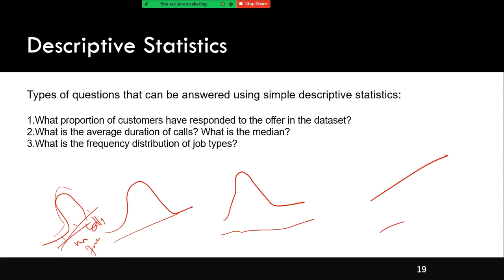By plotting their call duration, you get to know the distribution. Are the distributions normal, symmetric or asymmetric? You will get to know that.